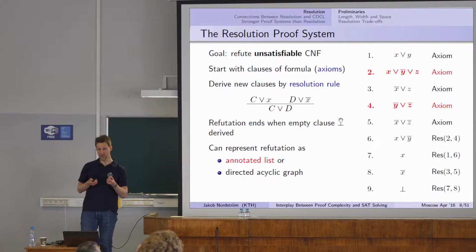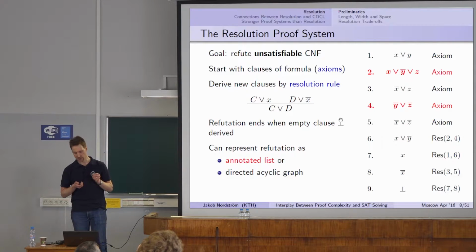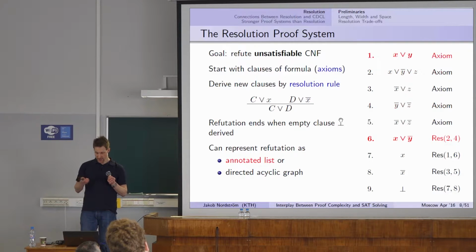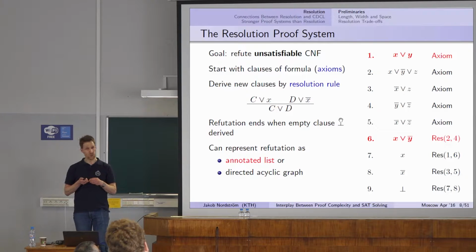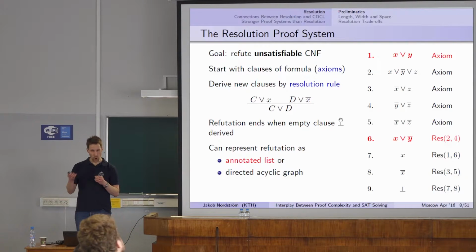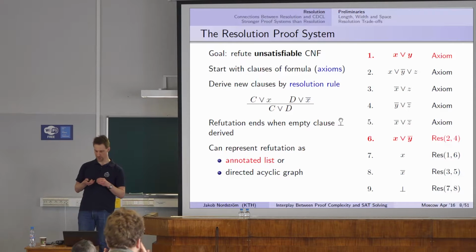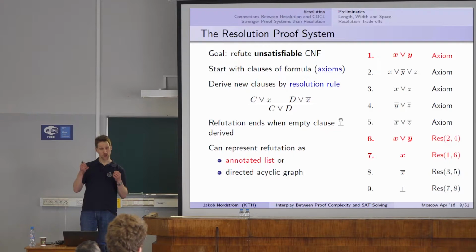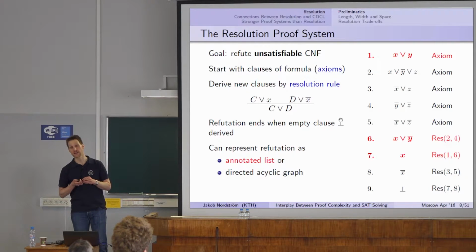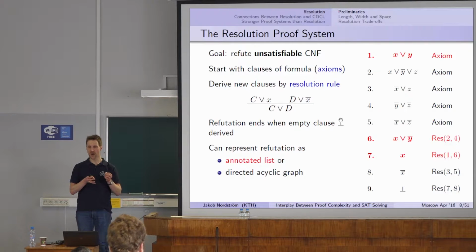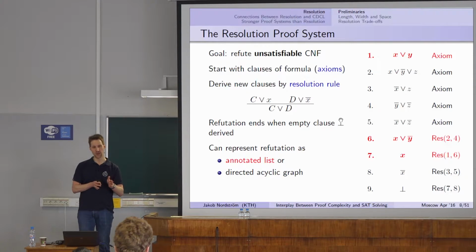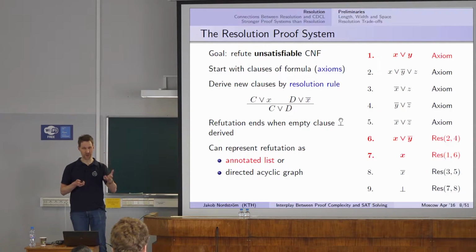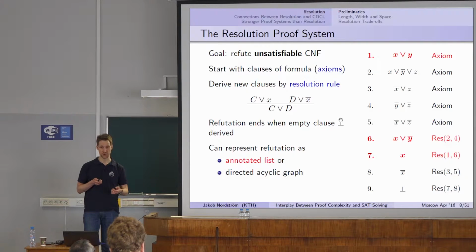and I can resolve them over Z, which occurs positive in clause number 2, negative in clause number 4, to derive X or not Y. Okay? Then I take that clause, and I resolve it with the first clause over Y, which occurs positive in clause number 1, negative in clause number 2. So I resolve them to derive clause number 7, which is a unit clause, a clause of size 1, saying that X is true. So far, by resolution, I derived that any satisfying assignment to this formula has to set X to true.